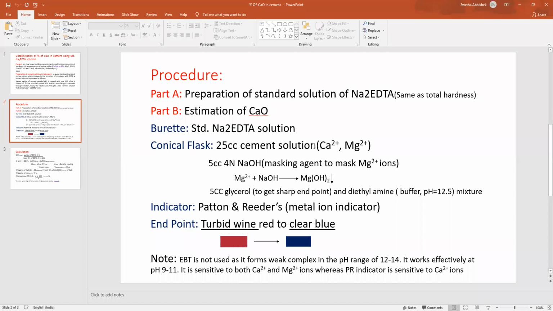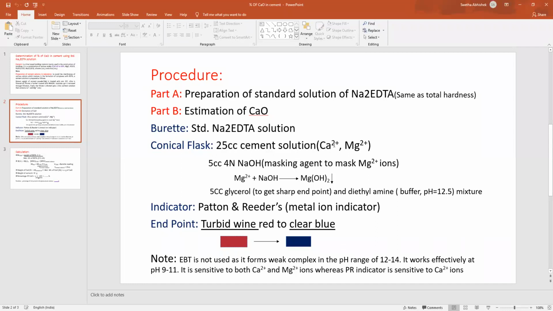To the cement solution, it is required to add some reagents. So what are the essential reagents required here? 5 cc of 4-normal NaOH. Okay, we add 5 cc of 4-normal sodium hydroxide. 4-normal stands for the strength of sodium hydroxide, that is 4 normality sodium hydroxide. And the sodium hydroxide is used as a masking agent, or what you can call a blocking agent, which is required to block the unwanted ions.